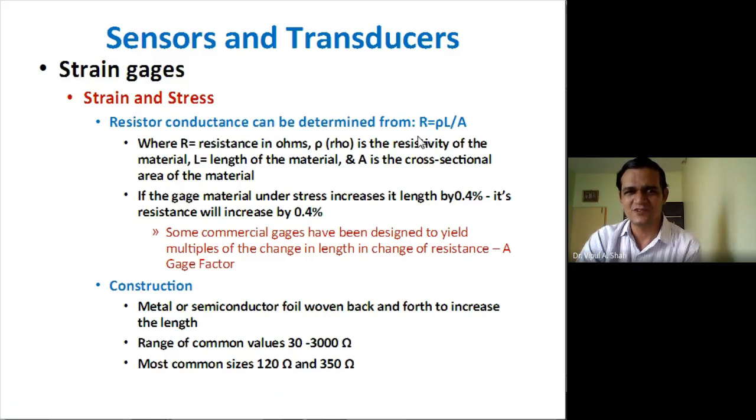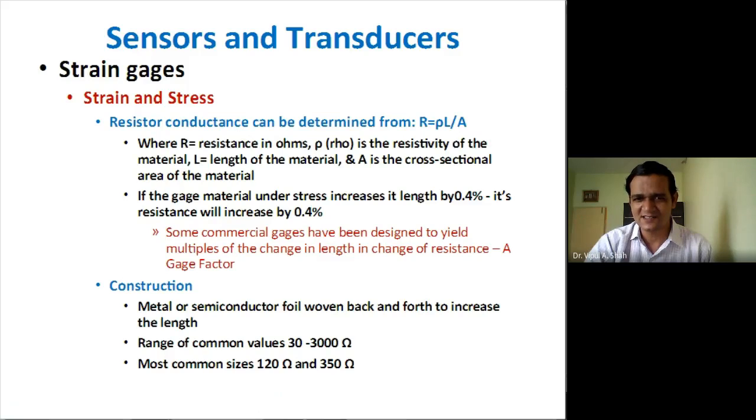The basic equation for the strain gauge is R is equal to rho L divided by A, where R is the effective resistance which you are getting from the stress or strain. It may be through the expansion or contraction of this material. Rho is the resistivity of the material itself, which is utilized for the construction of the strain gauge. Capital L is the length of the material which is initially utilized by you before you apply the force.